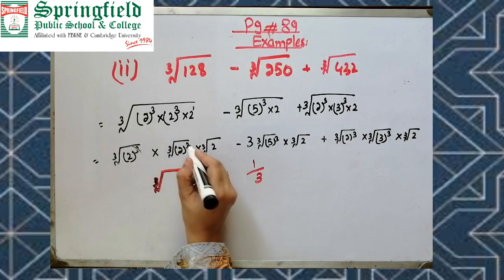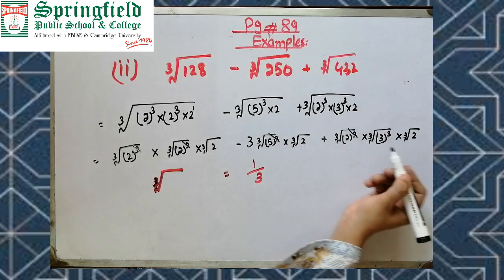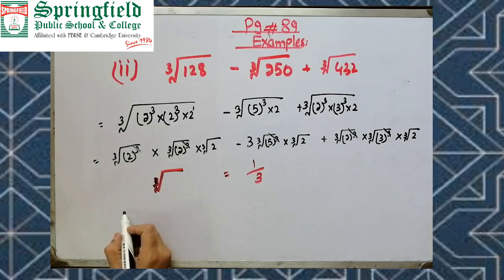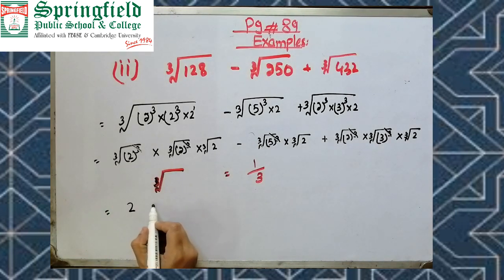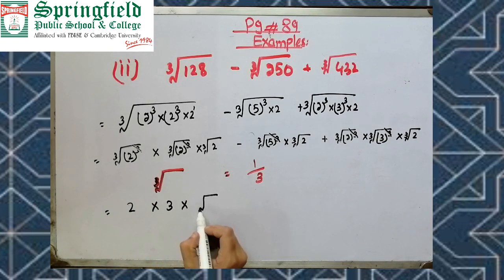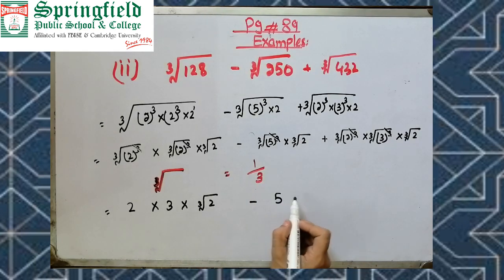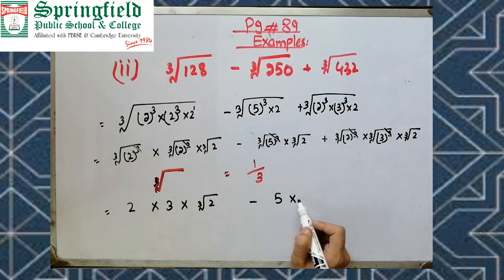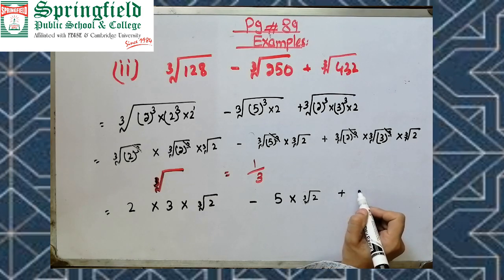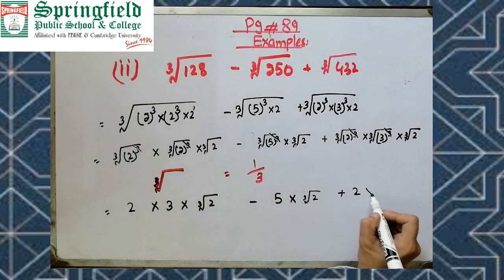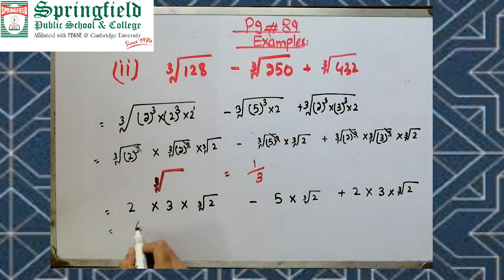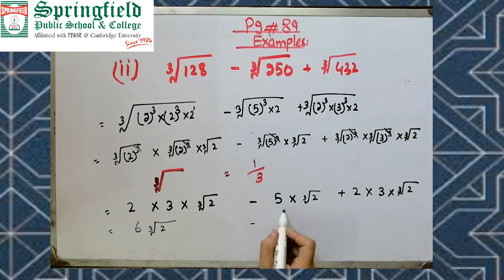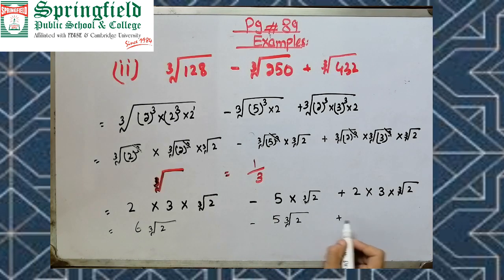It can be cancelled, it can be cancelled, the 3s cancel. So just 2 is left, multiply, here 3 is left, multiply the cube root of 2, minus, here just 5 is left, the cube root will cancel with the cube, multiply 3 cube root of 2, plus, just 2 is left, and then the other number is 3 multiply the cube root of 2. So 2 3s are 6, 5, plus 2 3s are 6.